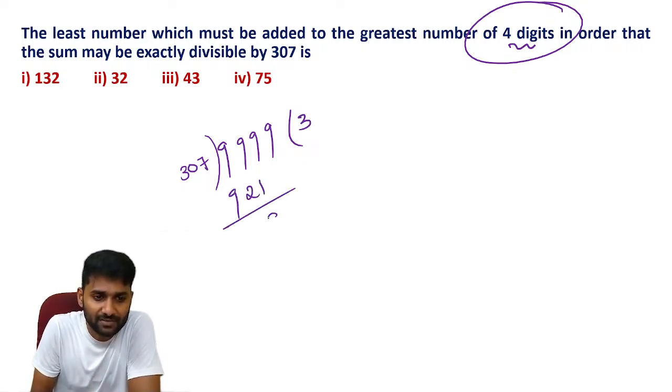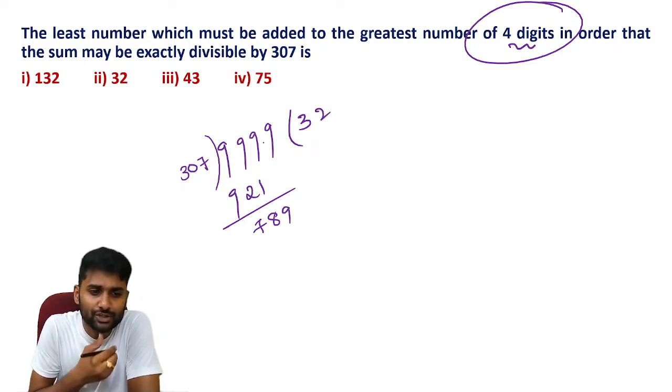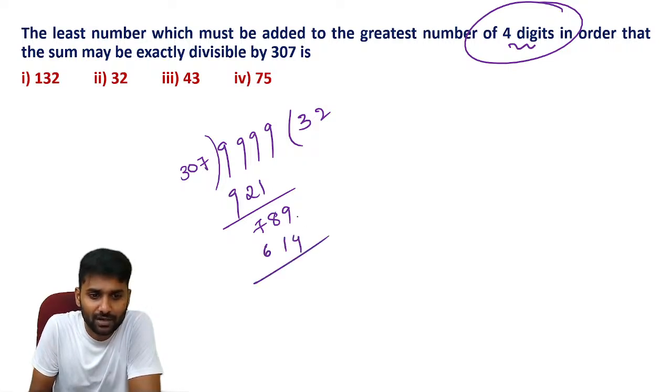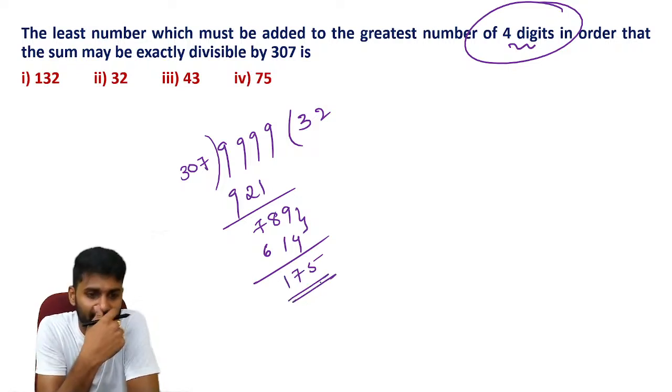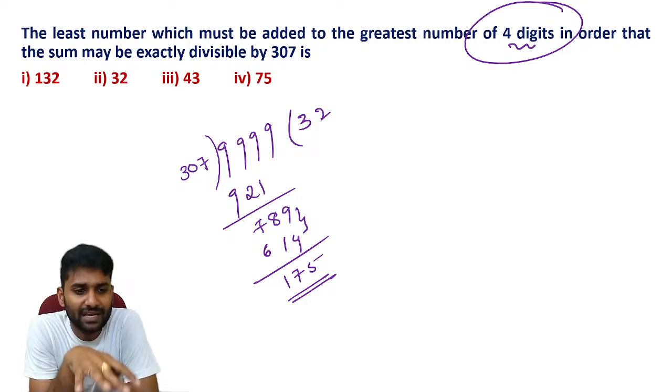Let's find the difference here. 9789. If you go through 2 times 307, this is exactly equal to 614. Now you will get the difference of 175. It means 9999 is not at all divisible by 307, and the remainder is 175.